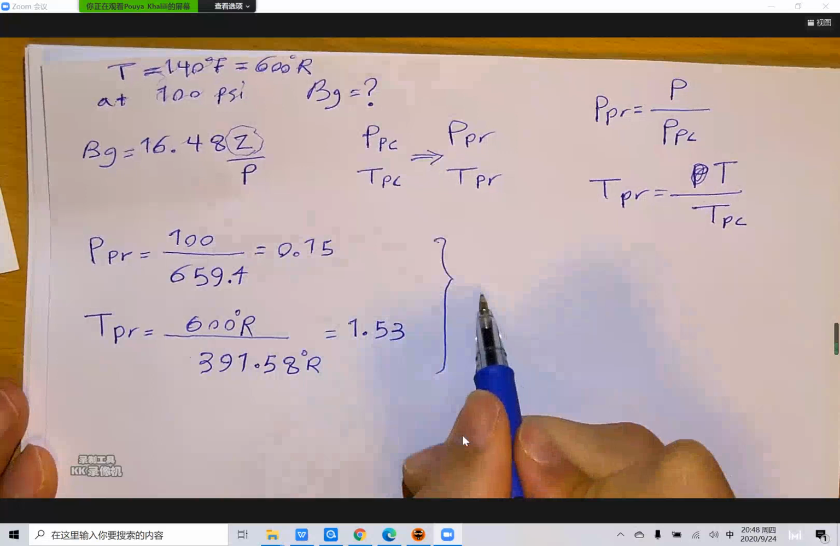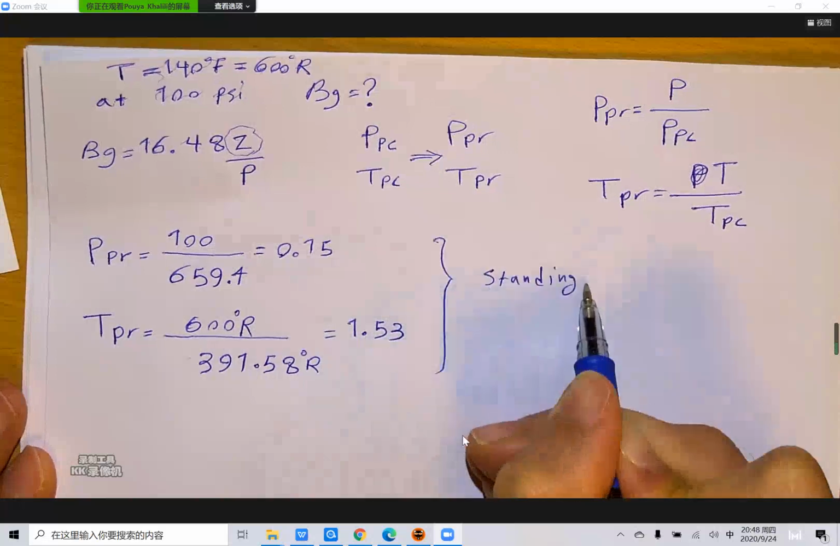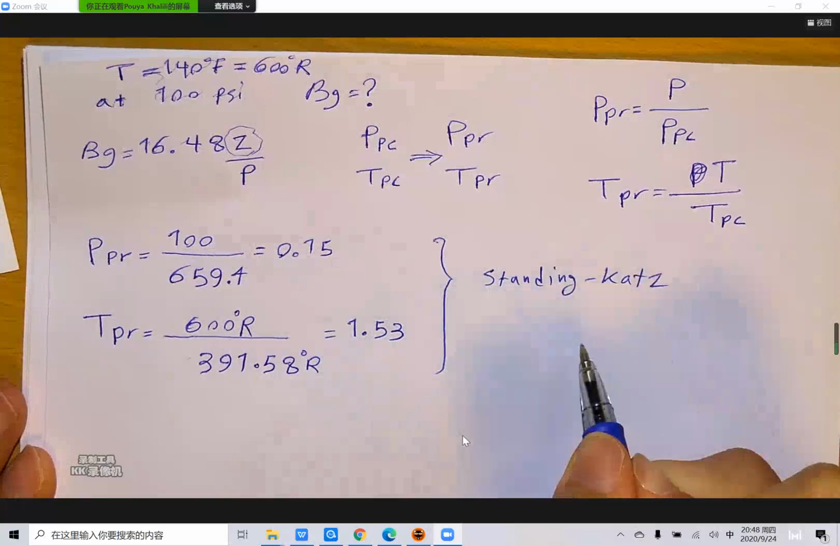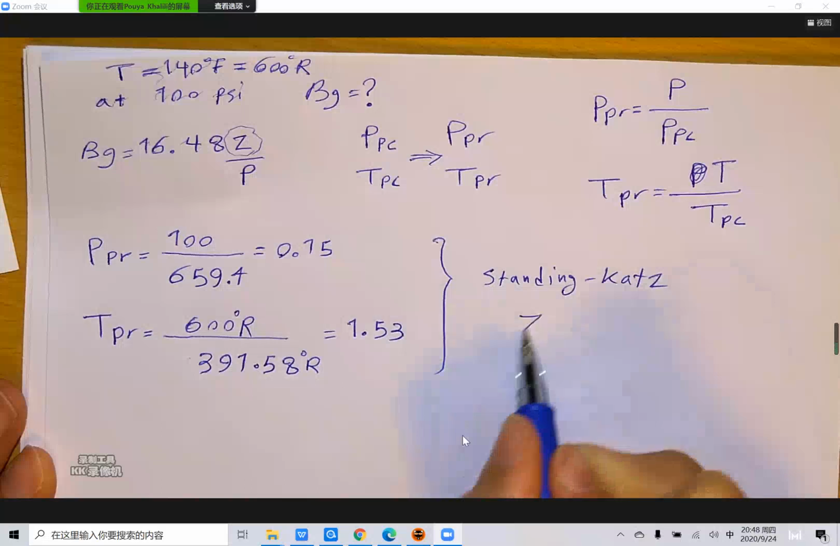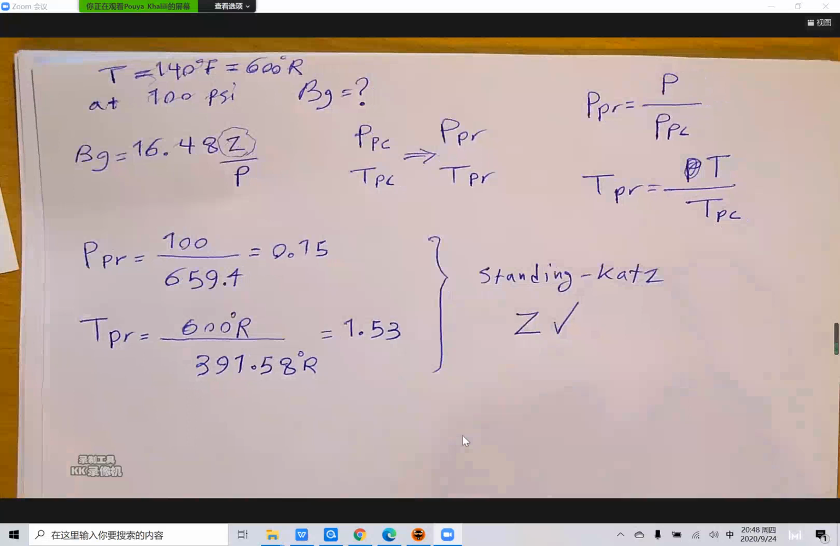Going to the Standing-Katz figure and finding the compressibility factor. So let me show you the Standing-Katz figure.